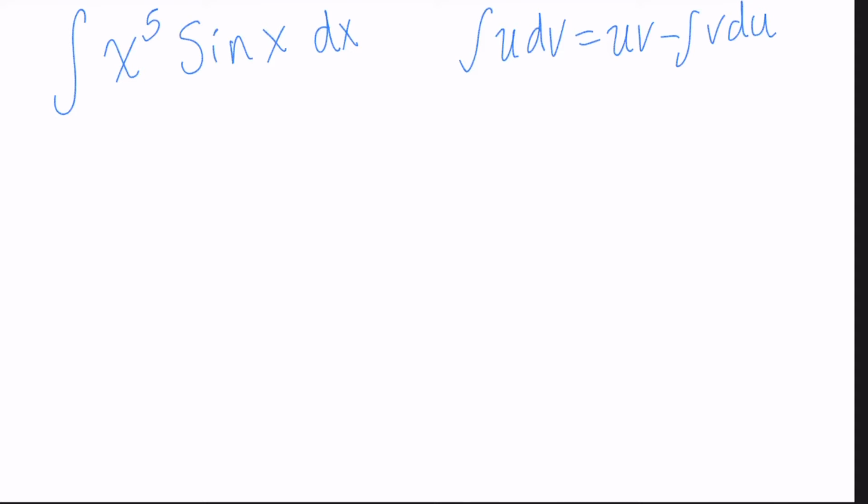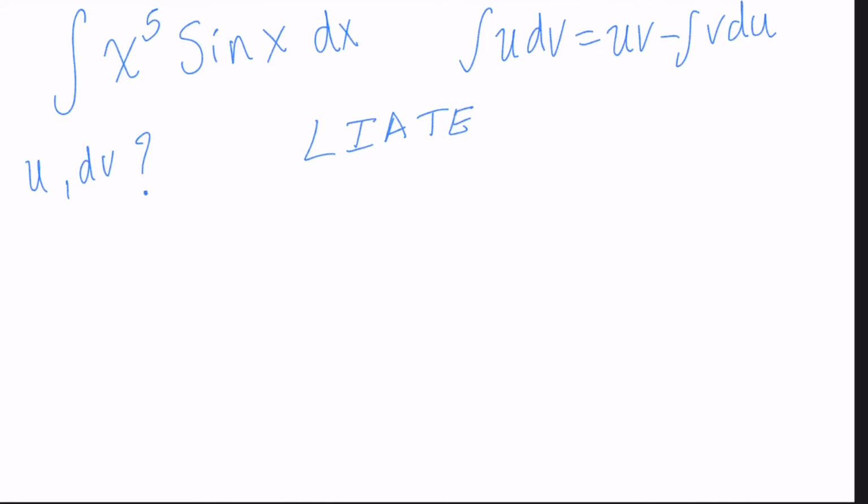Okay, so first, how do we choose who is u and who is dv? Yes, how do we know that? So we will use this trick. This trick is called LIATE. In Spanish, LIATE. In English, you can say LIATE. Okay, Spanish sounds okay. LIATE. And how does it work?